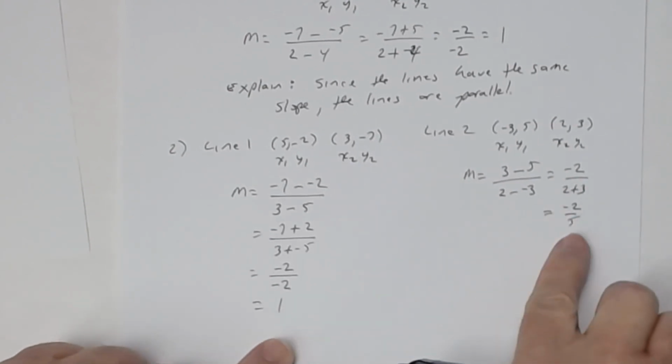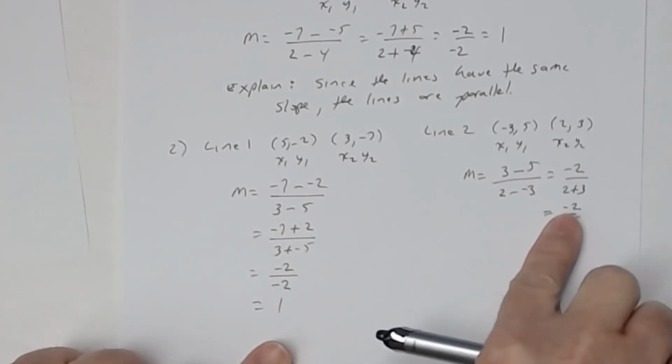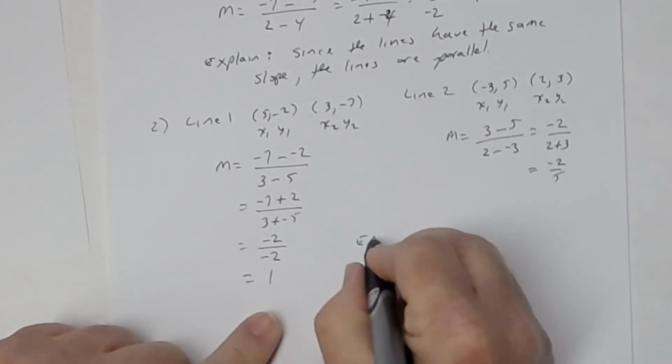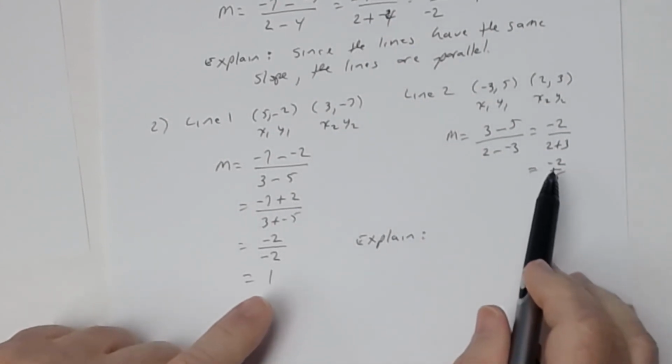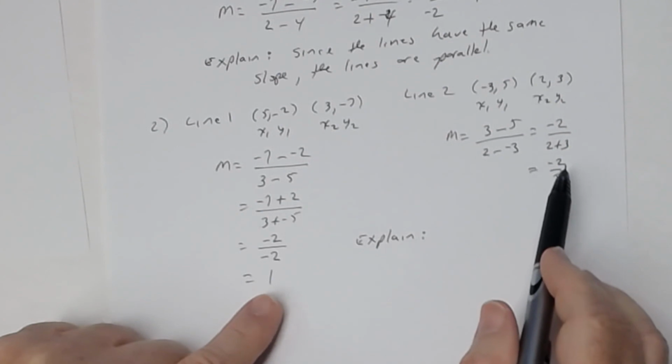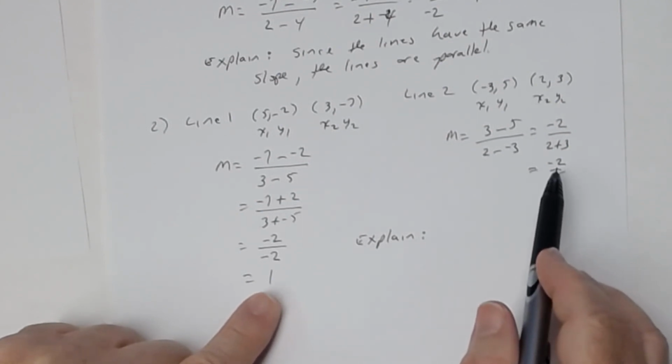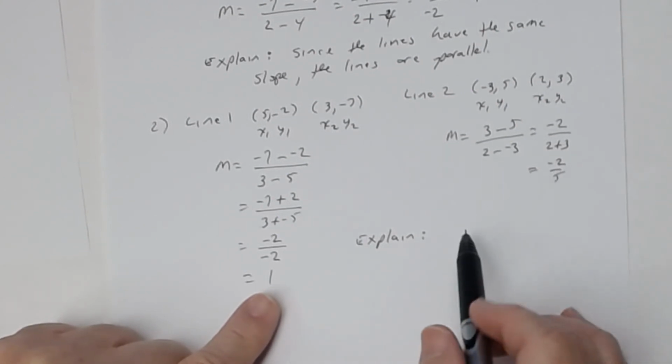Now let's compare the two slopes. So here's your work, and so the explanation: you're going to notice that these two slopes are not equal, and those two slopes are not negative reciprocals of each other. So therefore you're going to say neither.